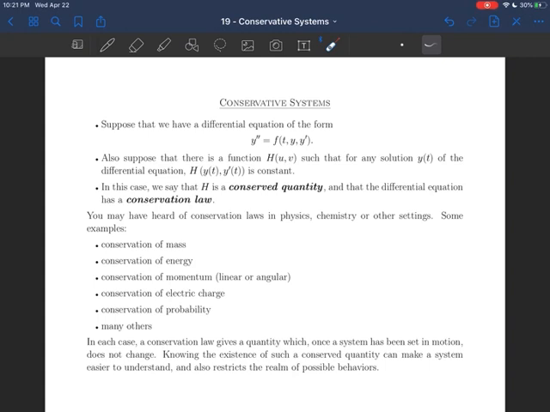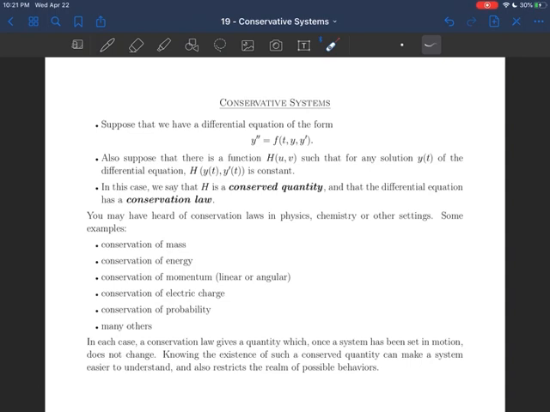So today we're going to be talking about a specific class of differential equations called conservative systems. These are a particular type of the thing that we've been talking about, nonlinear systems, and it's a particular class that comes up quite often in applications. So we begin in this way.